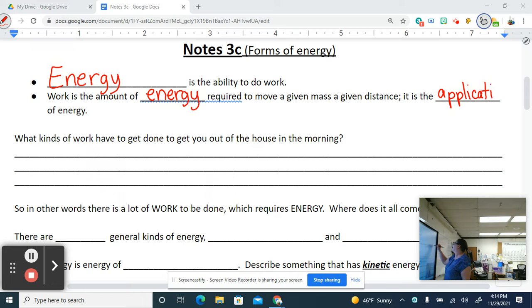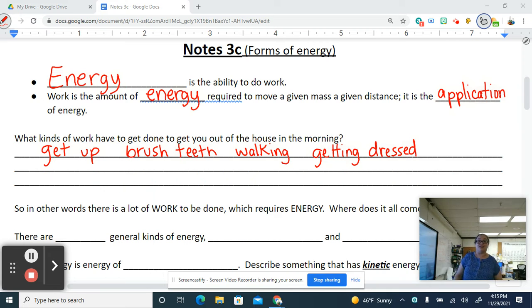So work is the application of energy. When I apply force to something, that uses energy, and work is the result. I want you to think about what kinds of work you had to do to get to where you're sitting right now, whether it's on the couch in front of the computer or wherever you are. You had to get up, and that's work. Getting up out of bed required you to move a mass a distance. Brushing your teeth, walking around the house, and getting dressed all require you to move a mass a distance. If you showered this morning or bathed last night, both of those require work, etc. We could go on like this for days.